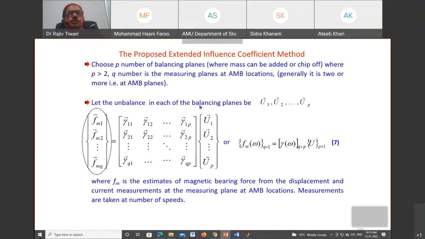So in the conventional case, here we have the displacement. This is the influence coefficient. This is the unbalance which we want to find out.